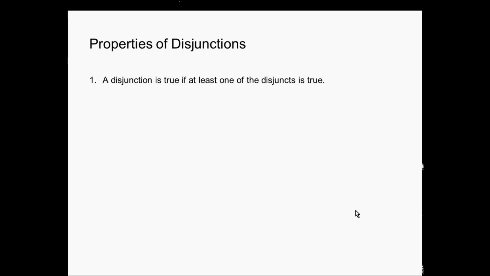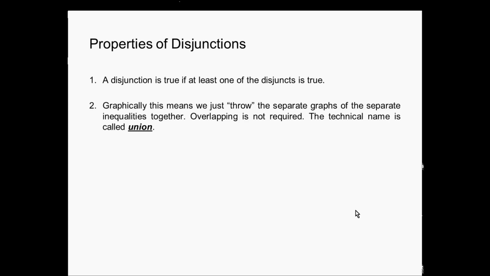A disjunction is true if at least one of the disjuncts is true. They don't both have to be true, just one of them. So graphically, this means that we just throw the separate graphs of the separate inequalities together. Overlapping is not required. The technical name is called union. So we're actually taking the union of the two. Again, we would like to make at least one of them go away.